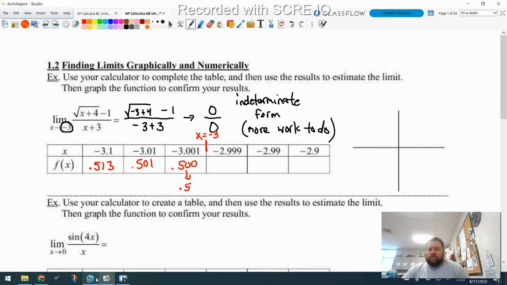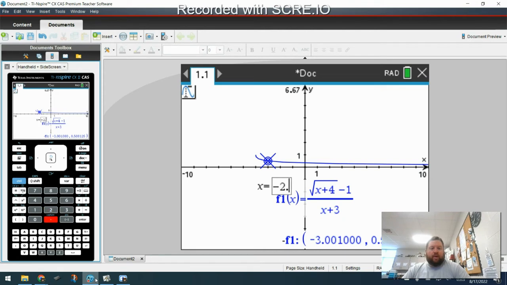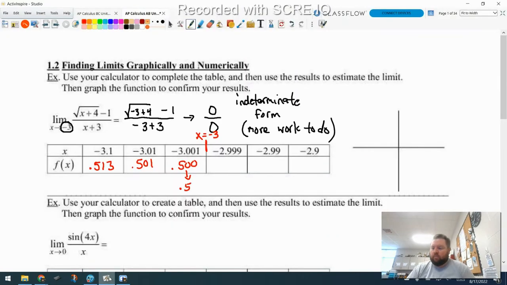All right, let's plug in the other ones on the other side. So -2.9. I'm going to start on the very right and kind of work my way back to the middle. All right, 0.488. That was this one right here.